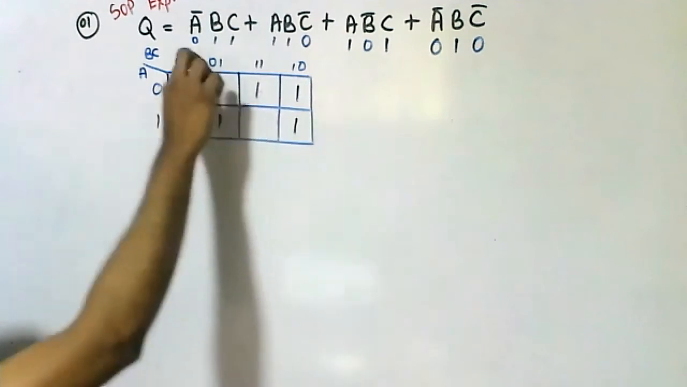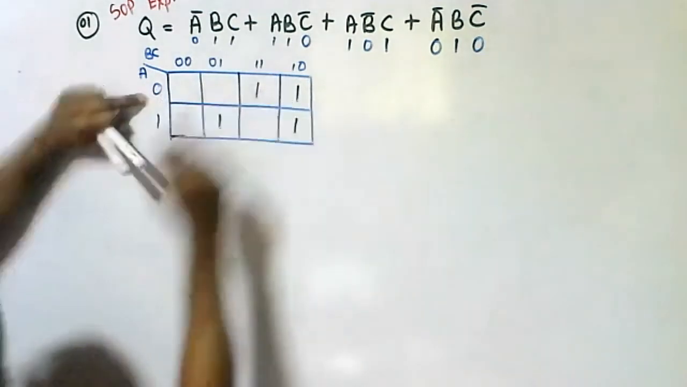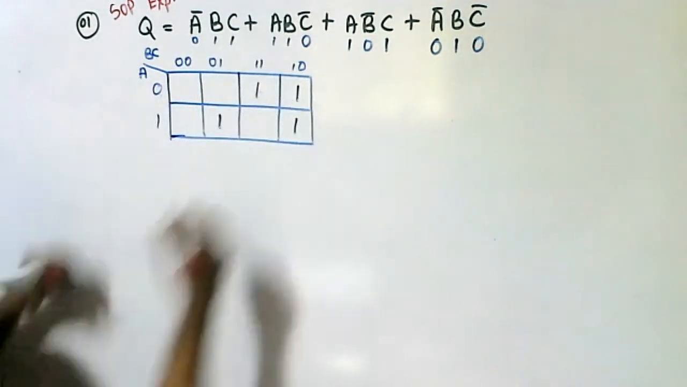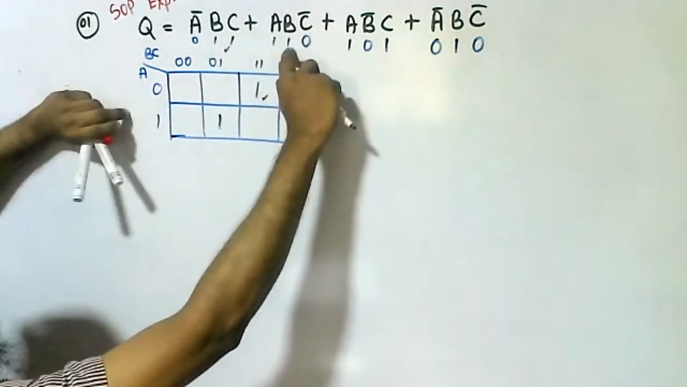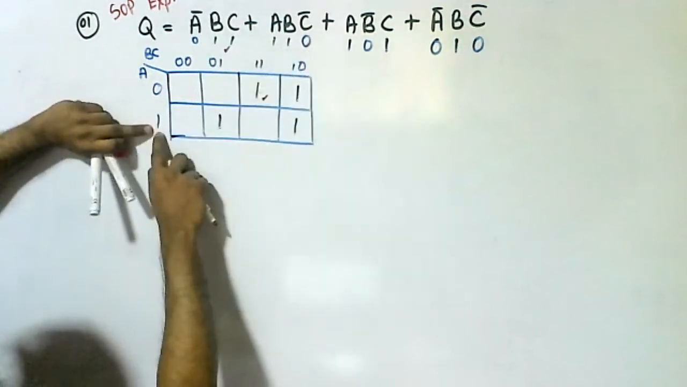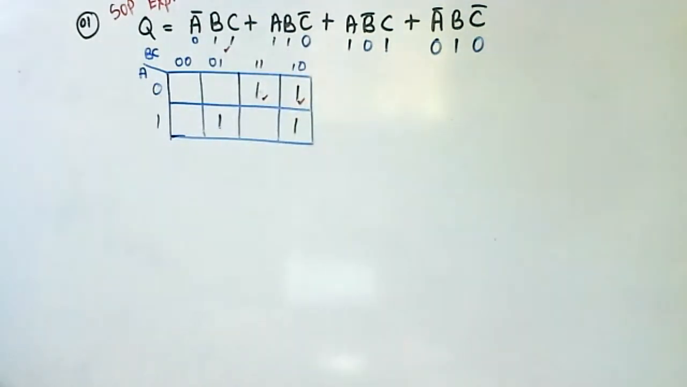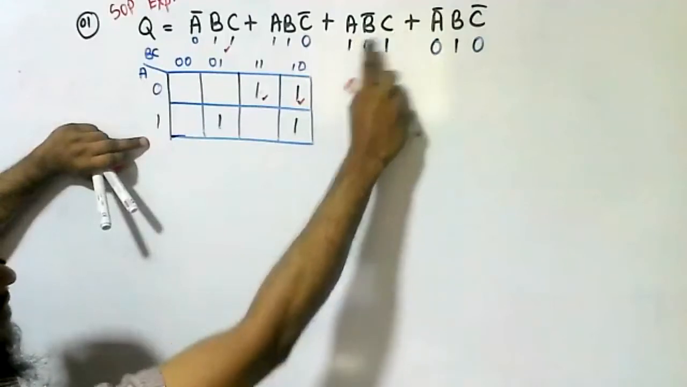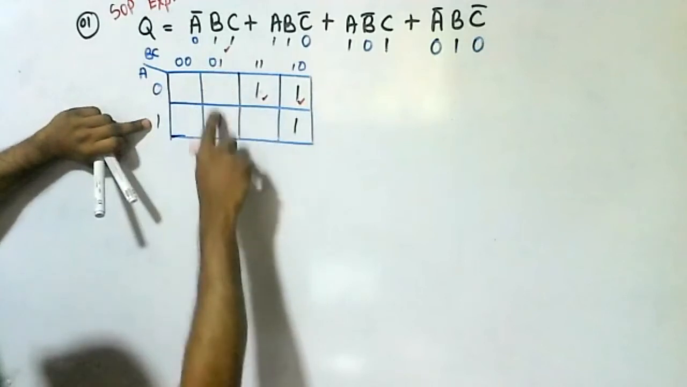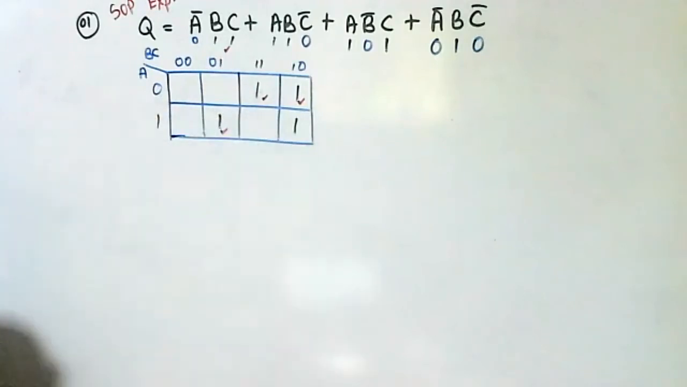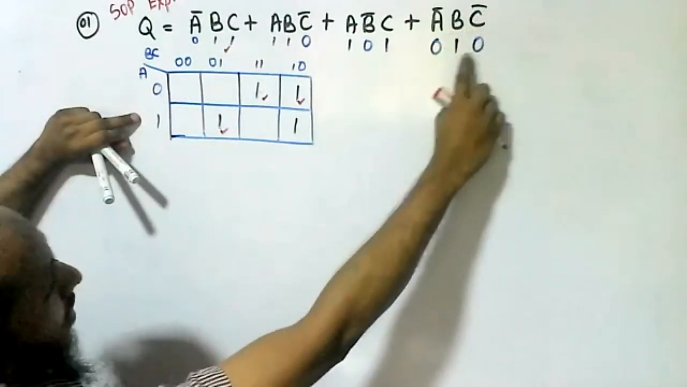Again, I'll repeat it. A bar BC means 0, 1, 1, so this one comes here. I'll put a 1 right here. Then A, B, C bar means 1, 1, 0, so here 1. Here A, B bar, C means 1, 0, 1. That means here 1 is there. So the next one, A bar, B, C bar, 0, 1, 0.